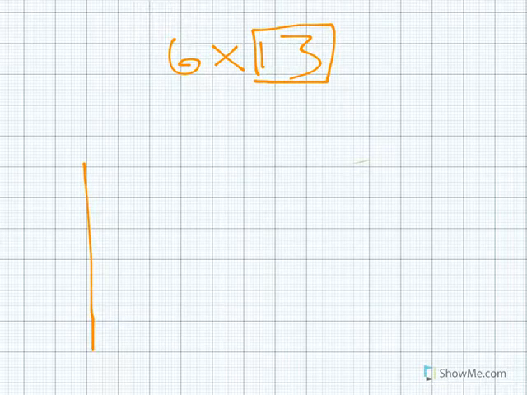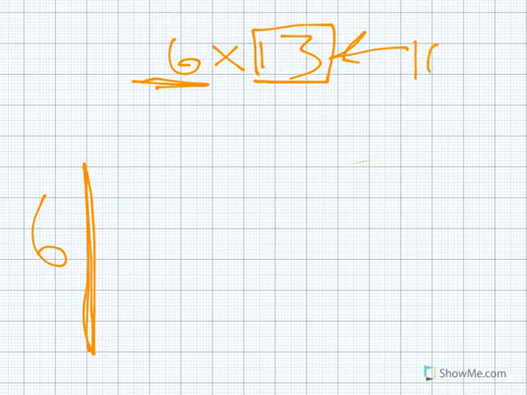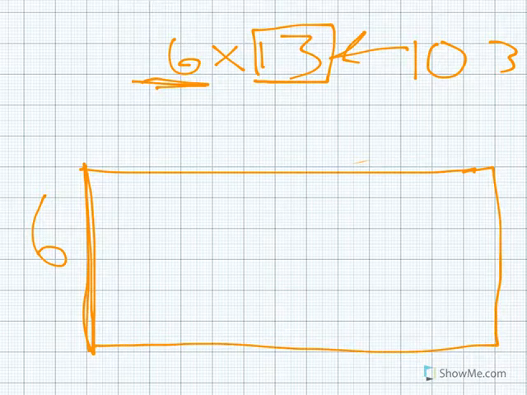So I'm going to draw 6 boxes up and down this way. The single digit always stays the same. I'm always going to break up the bigger number, just like with estimation. But I know how to multiply by 10. So 10 plus what is 13? Yes, 3. So I am going to go 13 across, and it goes all the way to that one.